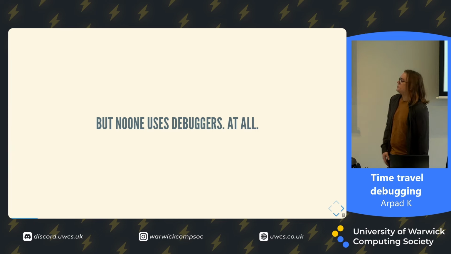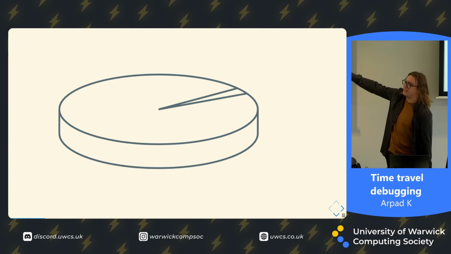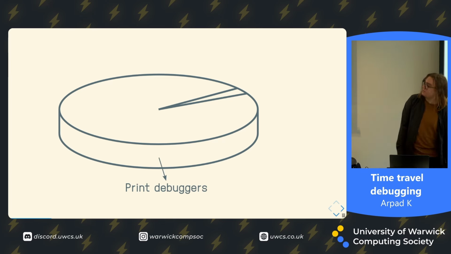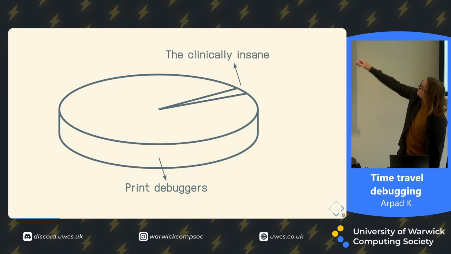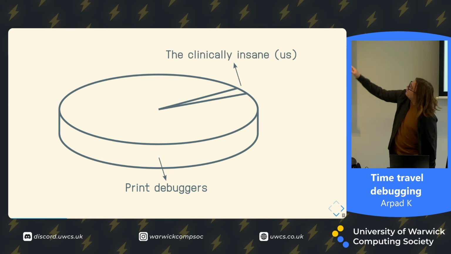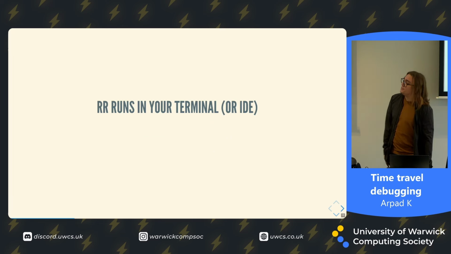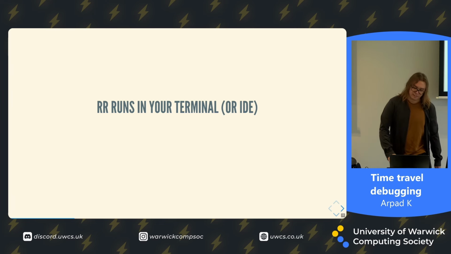But literally none of us use debuggers, let's be honest. So I did a little fake social science experiment here. We've got our fake data. This is the population of all computer scientists. And of course, this is the print debuggers, 99% overwhelming majority. And then we have the clinically insane up there, 1% who actually use these debuggers. And that's, of course, us. And so, yeah, that 1% that actually uses debuggers, they use it either in your terminal or in your IDE if you're built that way.